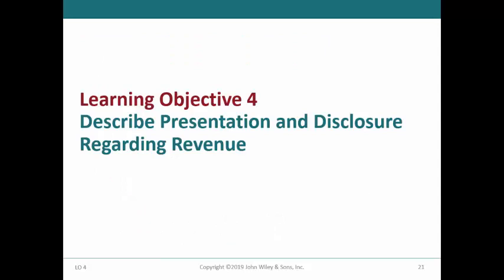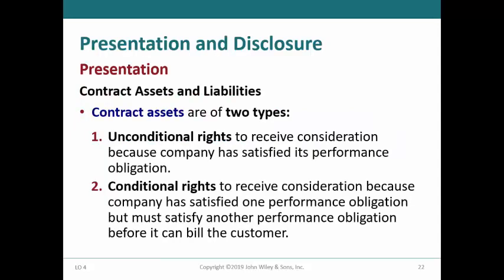In this learning objective, we will describe presentation and disclosures regarding revenue. When presenting contract assets and liabilities, companies report contract assets of two types. One type is the normal accounts receivable that represents unconditional rights to receive consideration because the company has satisfied its performance obligation. And the other type is for conditional rights to receive consideration because the company has satisfied one performance obligation but must satisfy another one before it can bill the customer. We will illustrate the presentation in the next slides.